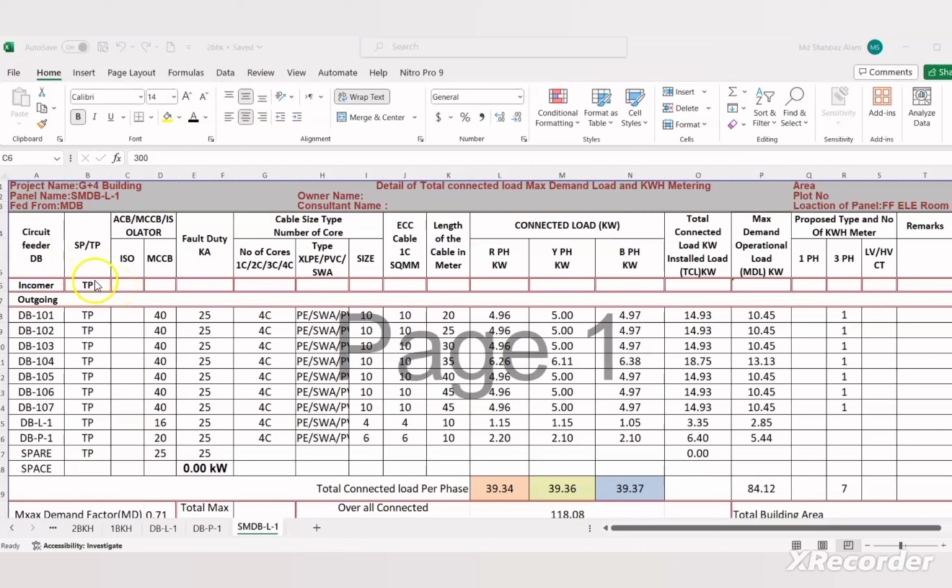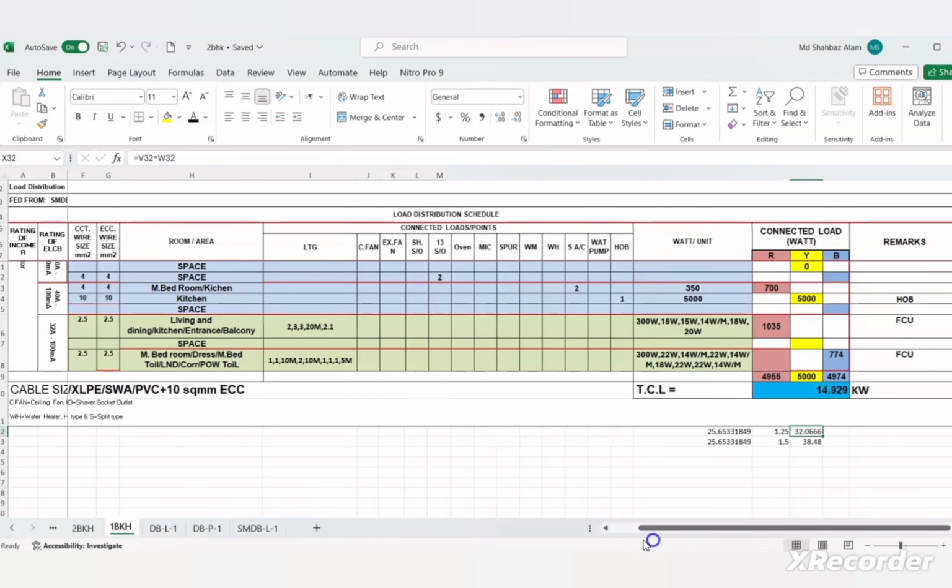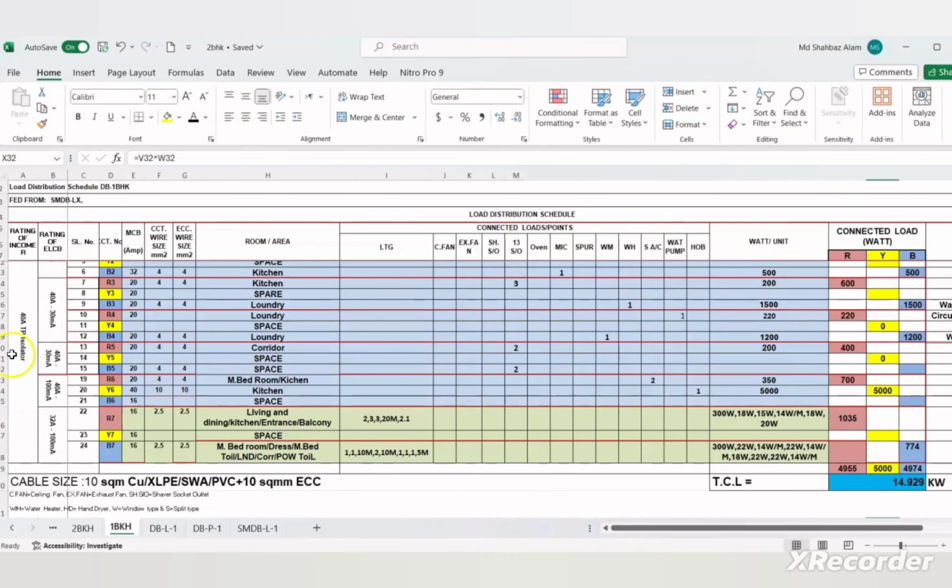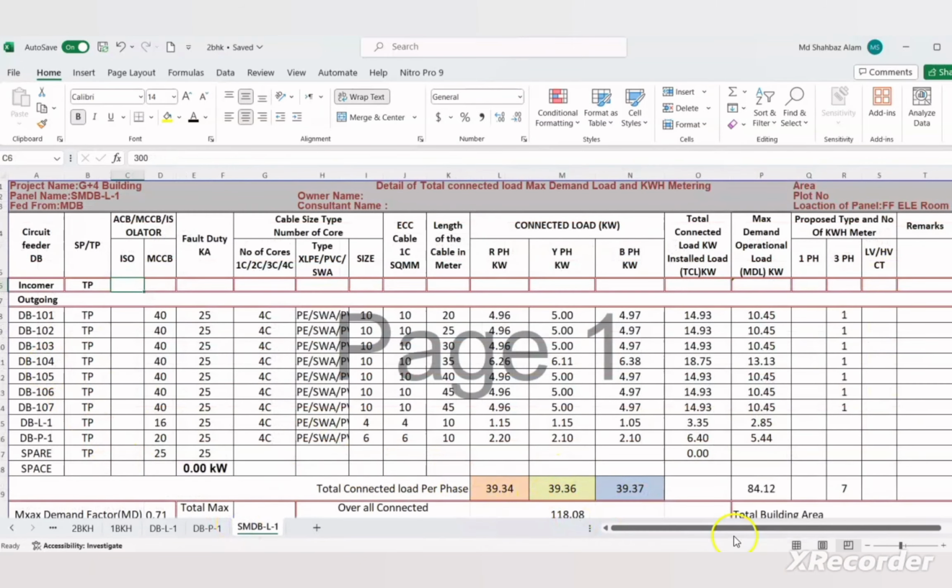Here the breaker will be a 3-pole or 4-pole breaker, and the breaker in the SMDB will be either an isolator or an MCCB. But as per DEWA regulation, the upstream panel should have the breaker and the downstream panel should have the isolator. For example, when I was preparing the load schedule for DB flats, I wrote isolator here. But when I was preparing the load schedule for SMDB, I wrote here a breaker, MCCB, for the same DB.